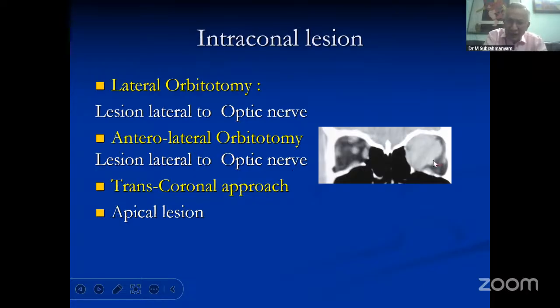In this, we do a lateral orbitotomy, remove the bone if necessary, do the canthotomy, and then disinsert the medial rectus and pull the eyeball medially. Between the medial eyeball and the disinserted medial rectus, in this space we work and remove the tumor and then reinsert the medial rectus. This is called anterolateral orbitotomy. If the lesion is small and is at the apex, the transcranial approach is the best way; refer to a neurosurgeon.